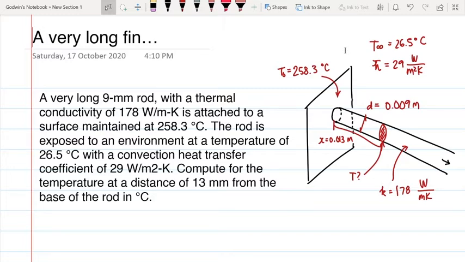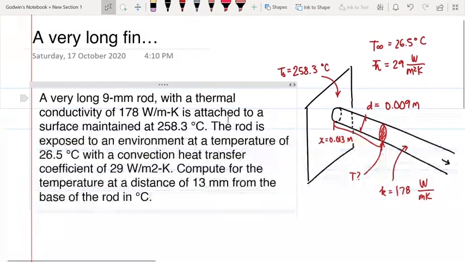A very long 9 millimeter rod with a thermal conductivity of 178 watts per meter Kelvin is attached to a surface maintained at 258.3 degrees Celsius. The rod is exposed to an environment at a temperature of 26.5 degrees Celsius with a convection heat transfer coefficient of 29 watts per meter squared Kelvin. What's asked for is the temperature at a distance of 13 millimeters from the base of the rod, in degrees Celsius. So I said, why a very long rod?